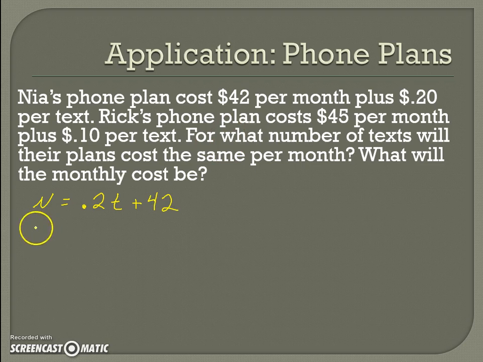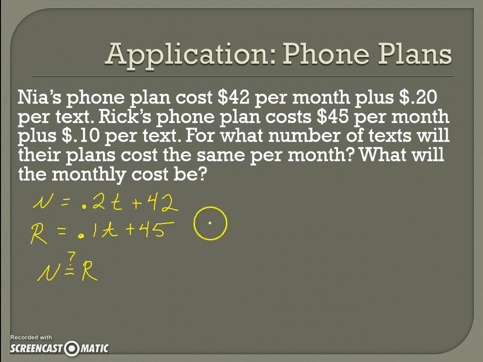And it says Rick's phone plan costs $45 per month and 10 cents per text. So he's 0.1 T plus 45. It says for what number of texts will their plans cost the same per month? This is the cost of Nia's plan. This is the cost of Rick's plan. I want to know, when does Nia's equal Rick's?